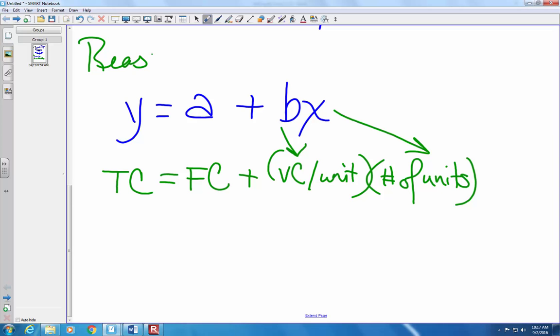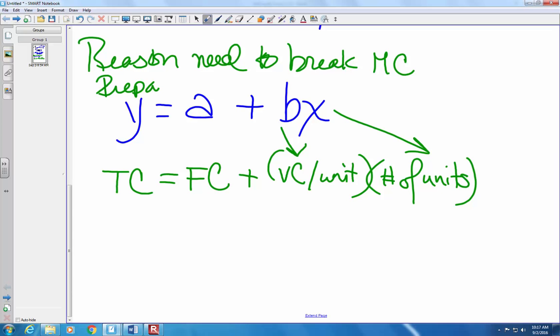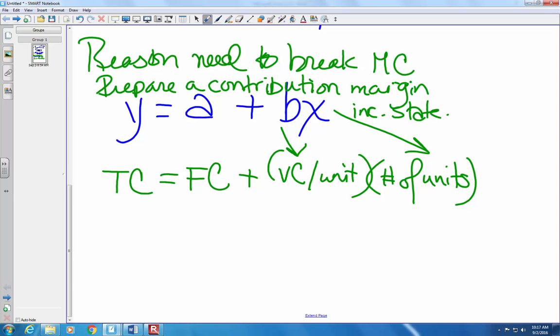The reason that we have to break mixed costs into the two components is we're going to learn how to prepare the culmination of this chapter, having our first glimpse at this new kind of formatted income statement that we use in managerial accounting in order to make decisions about how to run our business.